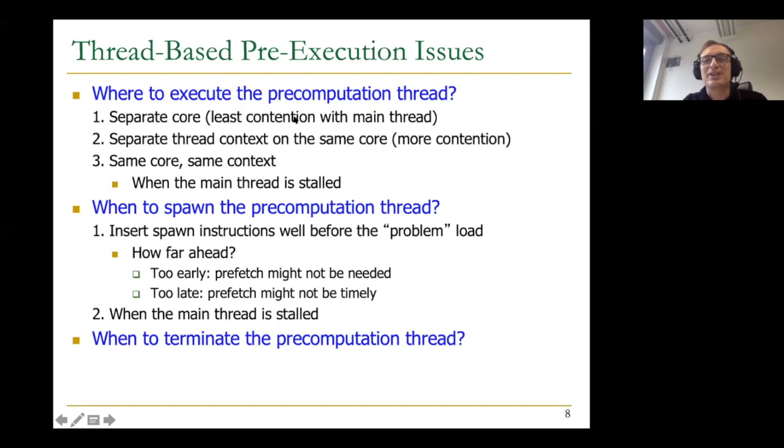Clearly, you execute the pre-computation threads regardless of however you construct the main pre-computation thread when the main thread is stalled. This is actually an interesting option also. But again, here you're limited by the prefetch distance.